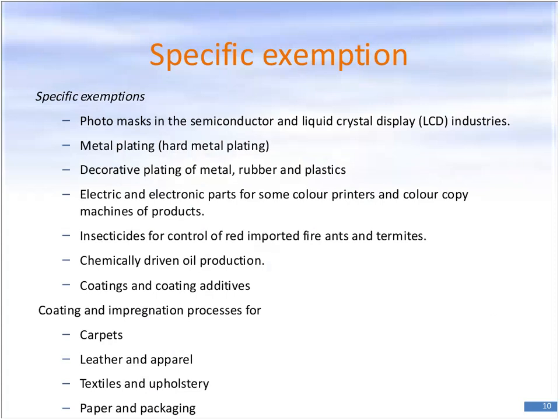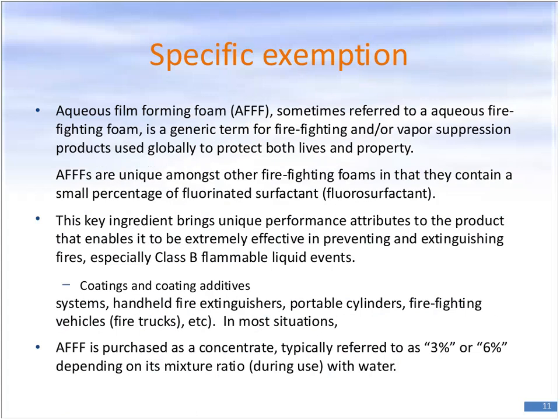Some of the applications are also listed here. And to mention, you have metal plating, for example, chemically driven oil production, and coating and impregnation processes such as carpets, leather and apparel, paper and packaging. So for all these acceptable purposes and specific exemptions, the BAT and BEP guidance is trying to address how to use it in the best possible way according to the convention.